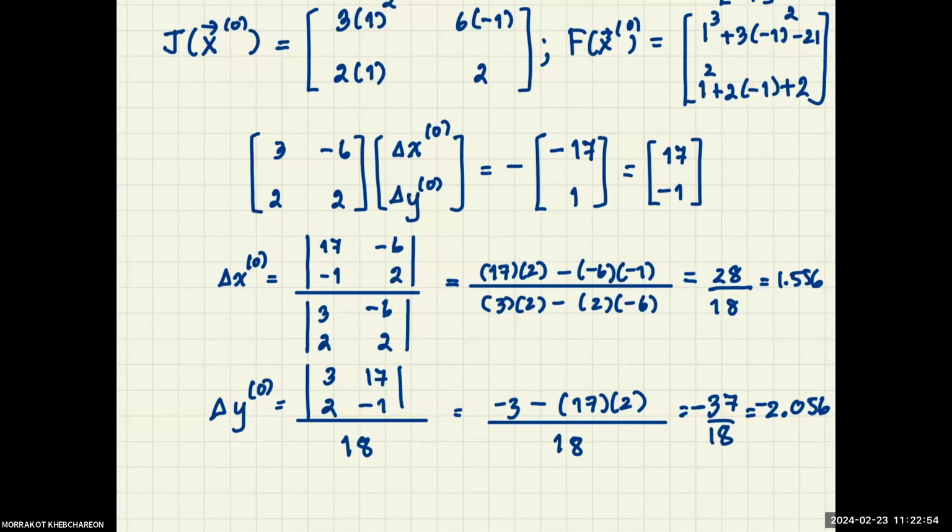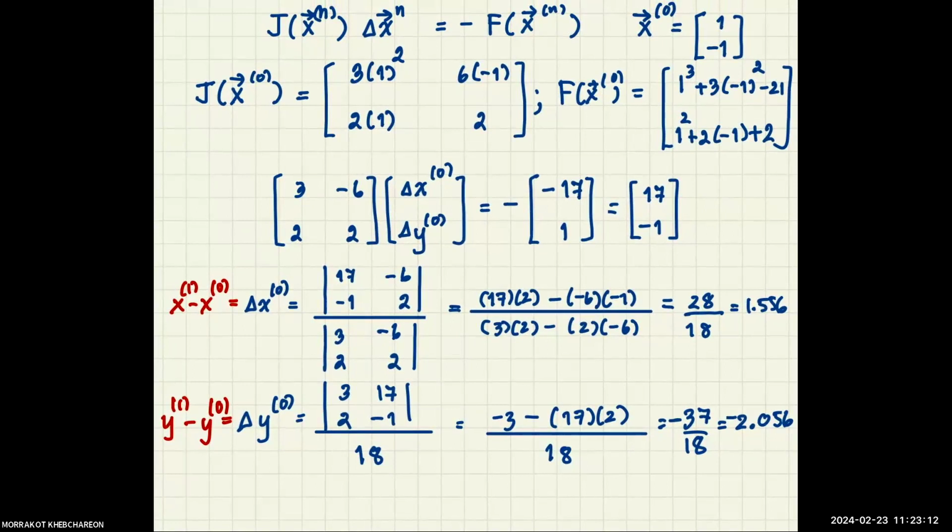But delta x is x1 minus x0, and delta y is y1 minus y0. Okay, what we want to find is x1 and y1. So x1 is 1.556 plus x0, which is 1. So you get 2.556.